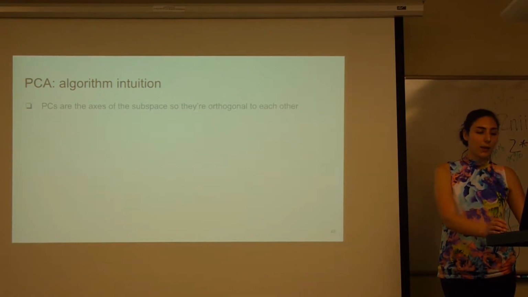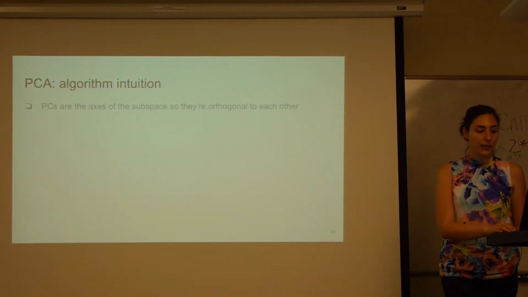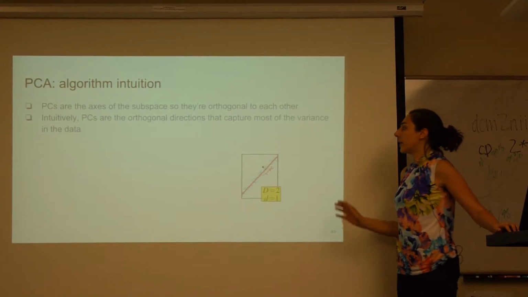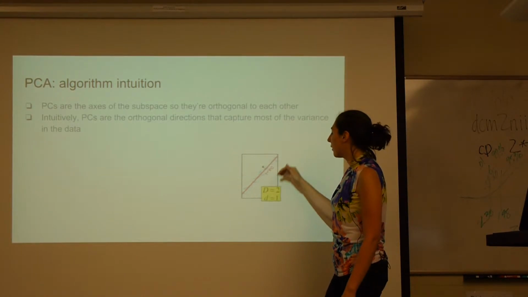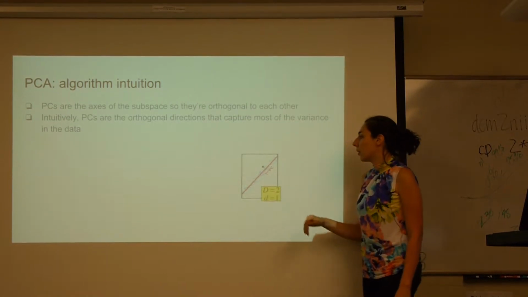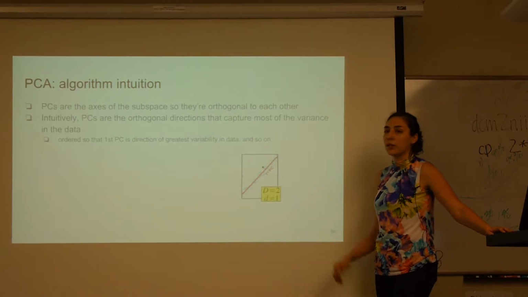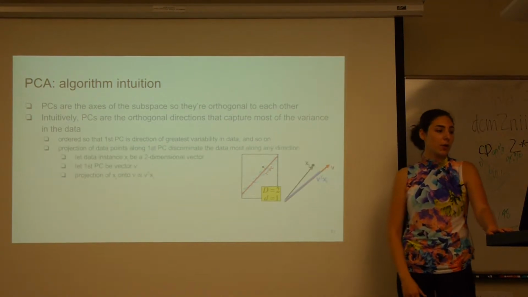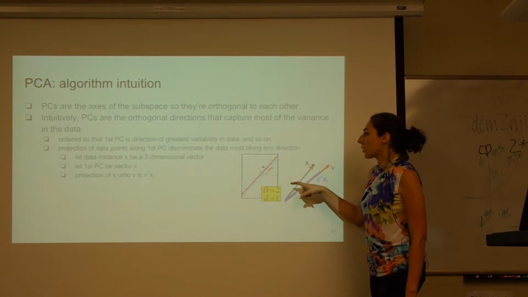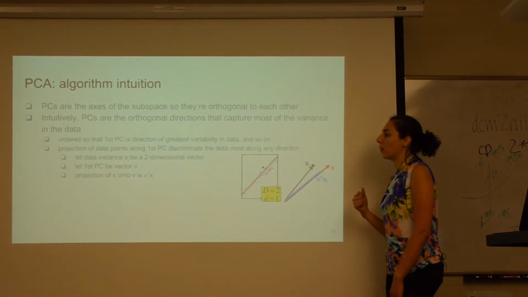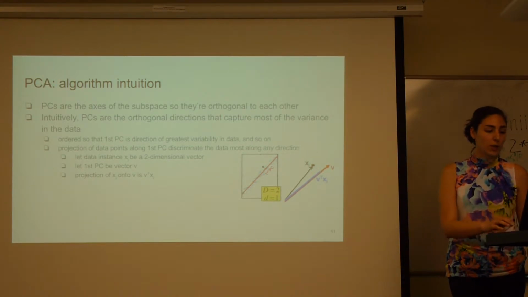The intuition behind the algorithm is that, first of all, the PCs are orthogonal to each other because they're axes of this latent space. And they're the directions that capture most of the variance of the data. If the blue dots are our observations, this red line here is our first principal component. They're also ordered so that the first principal component is the direction of greatest variability, and the second one is the second greatest, and so on. We can project this data point, the black one, along the first principal component, and this is the way to discriminate this data point along any direction.